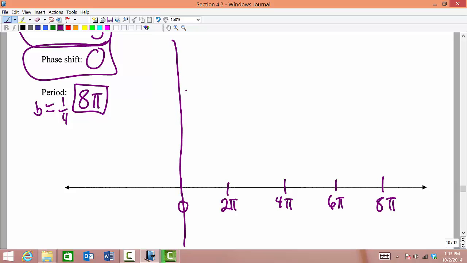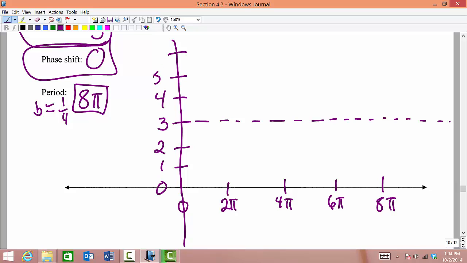And here's our y-axis, and the vertical shift was a positive 3. So we're going to go up to a y value of 3, and this is the new middle of our graph. Our amplitude was also 3, so we're going to have to go up 3 and down 3 from this value. So let's mark off all the y values that we will need: 4, 5, and 6. And remember, we're starting here at 0 and are ending at 8 pi.